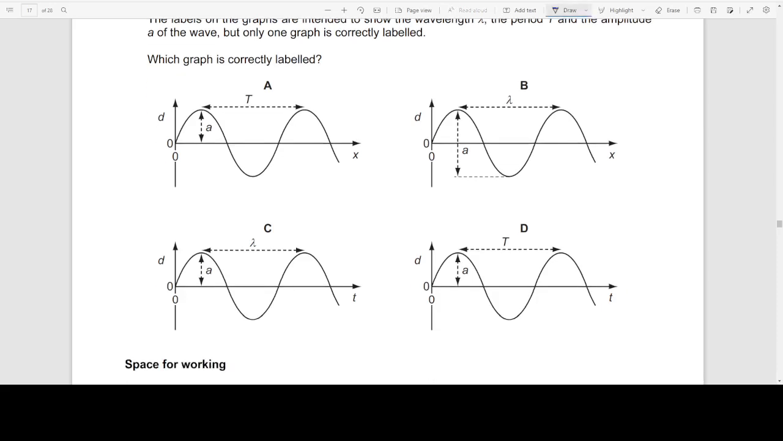This is wrong because this is t, the time period, but this is x, which is distance. So this should have been lambda. This is correct, but this is not the amplitude. Amplitude is just this.